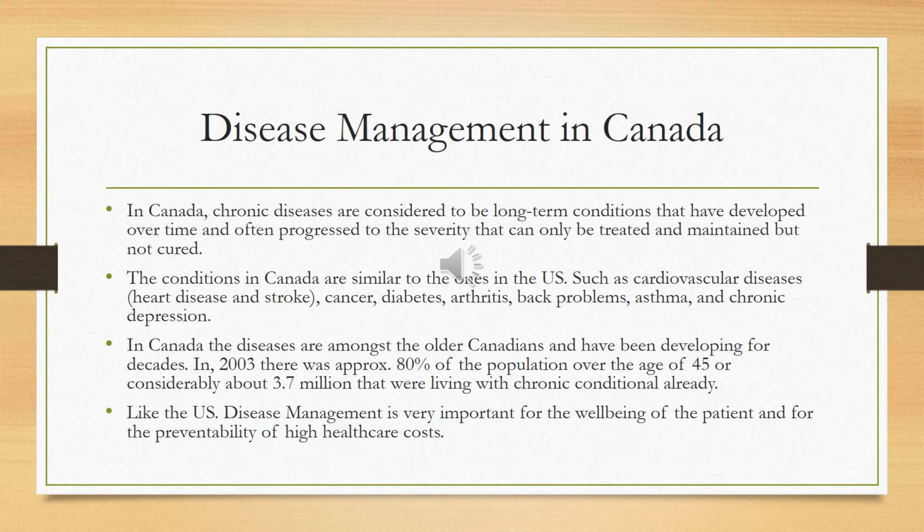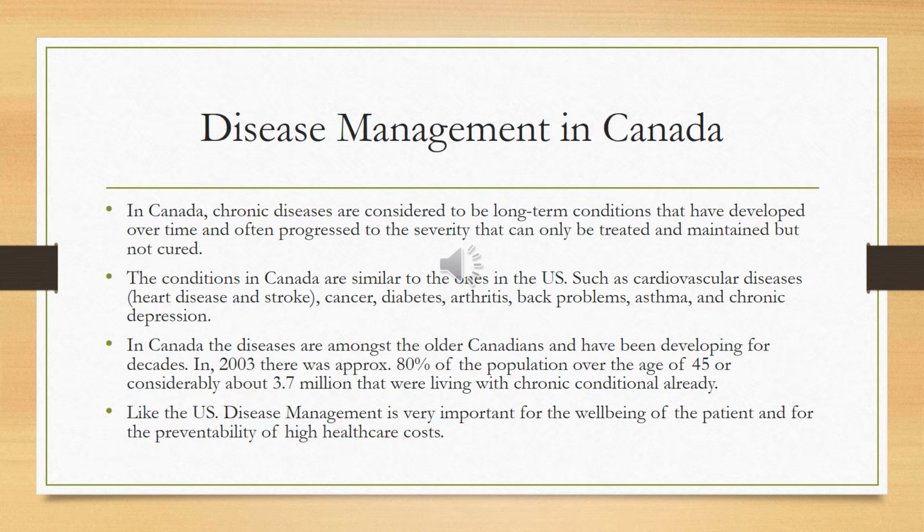Disease management in Canada. In Canada, chronic diseases are considered to be long-term conditions that have developed over time and often progress to a severity that can only be treated and maintained, but not cured. The conditions in Canada are similar to the ones in the United States, such as cardiovascular disease, cancer, diabetes, arthritis, back problems, asthma, and chronic depression.